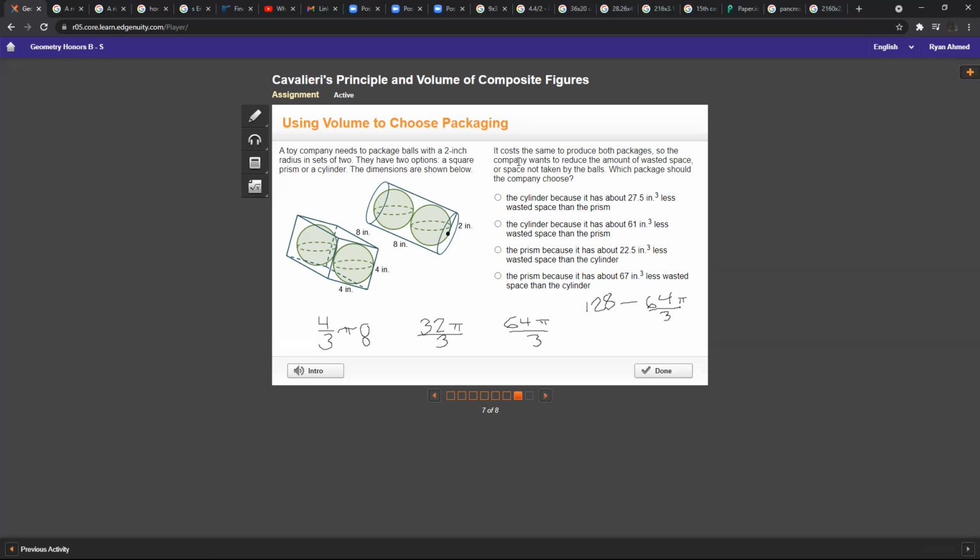I get 60.979. This is the wasted space if we were to use the rectangular prism as our container.